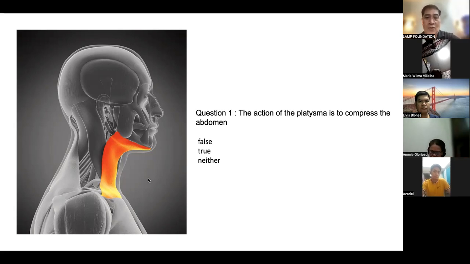Okay, true or false? The action of the platysma is to compress the abdomen. True or false? False. False po, Doc. Okay. Actually, pag yung platysma nag-a-act, nagkakaroon ka ng slight wrinkling dito sa may skin of the neck in an oblique direction. Okay? So hindi po siya nagko-compress sa abdomen.